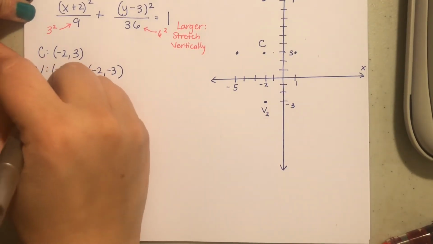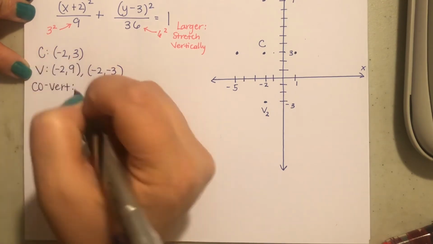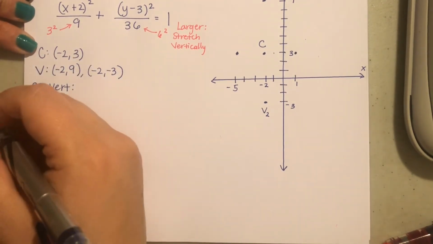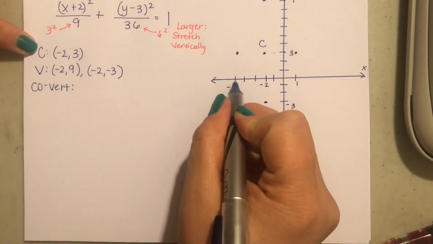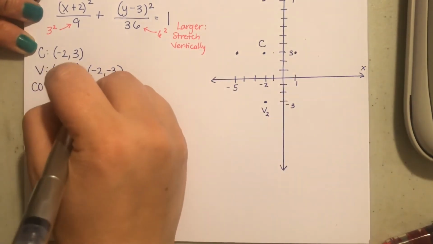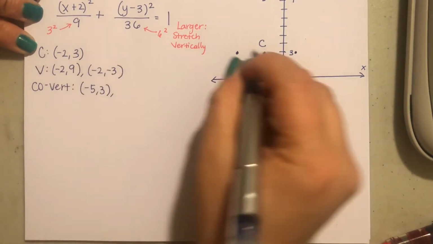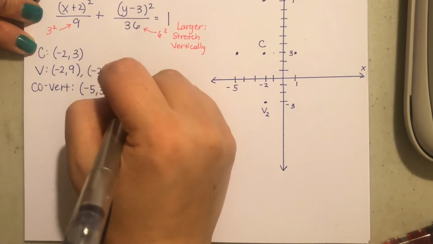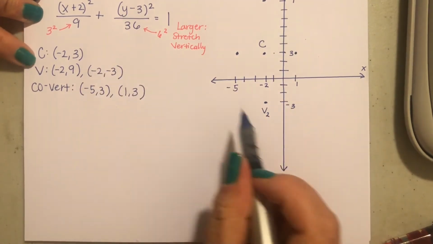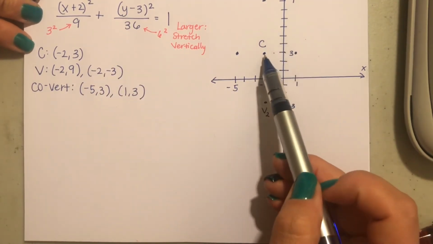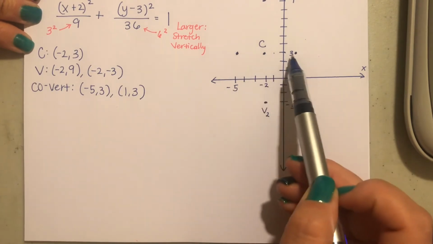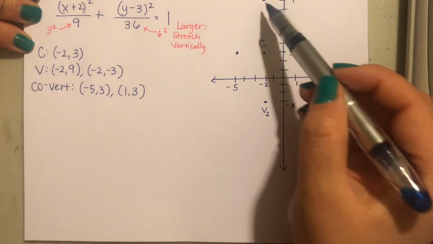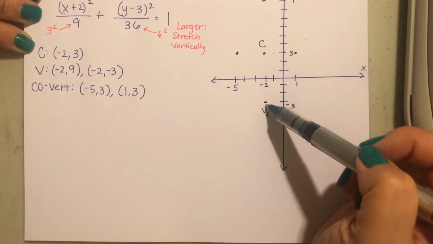We can also write out our covertices. Again, not absolutely mandatory, but it does give us a good understanding. Those are at -5, 3, and 1, 3. Okay, you'll notice that the center is halfway between those covertices. It's also halfway between the two vertices.